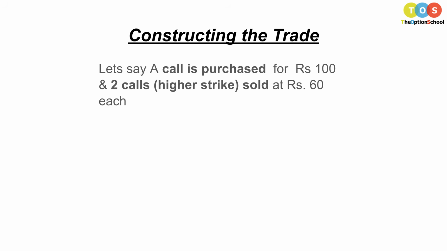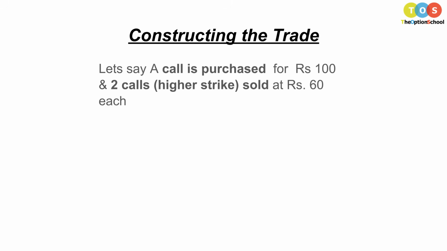Let us now try to understand how to construct the call ratio spread. As the name suggests, there will be a ratio. So we will be buying one call and selling two calls. So that becomes a 1:2 ratio call spread. If we buy one call and sell three calls of higher strike, then it becomes a 1:3 ratio spread.